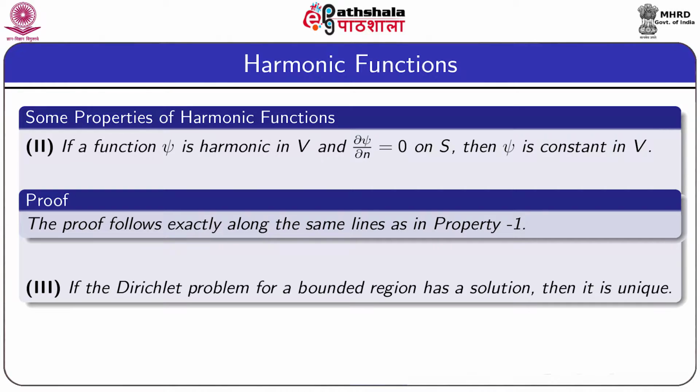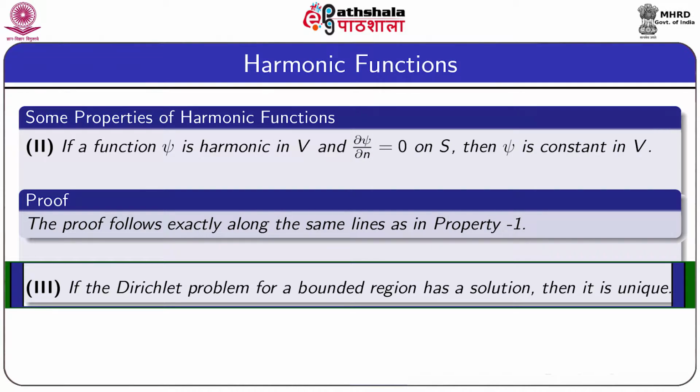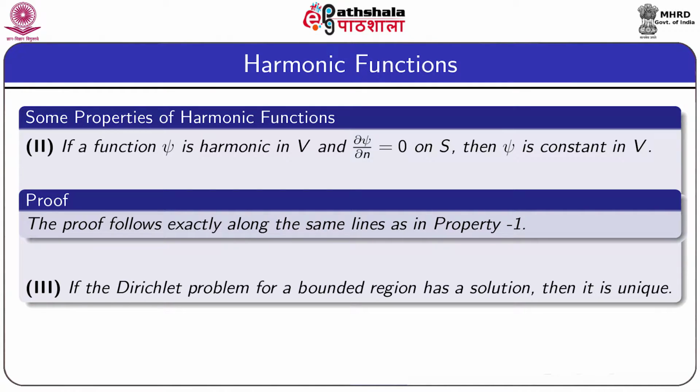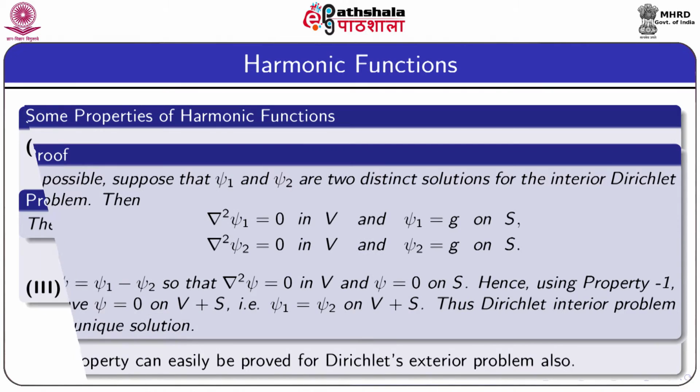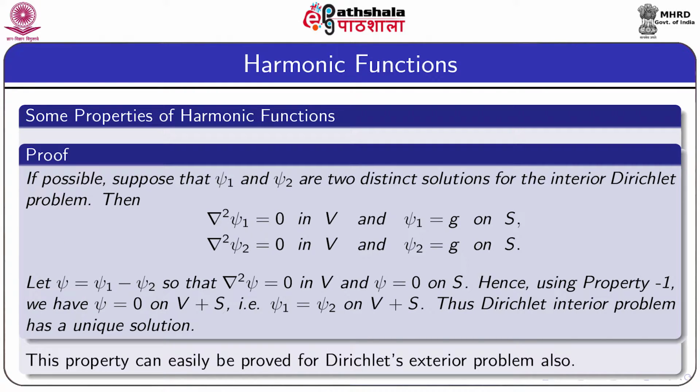Now, I am going to discuss the third property. It says that if the Dirichlet problem for a bounded region has a solution, then it is unique. I shall prove this property here.